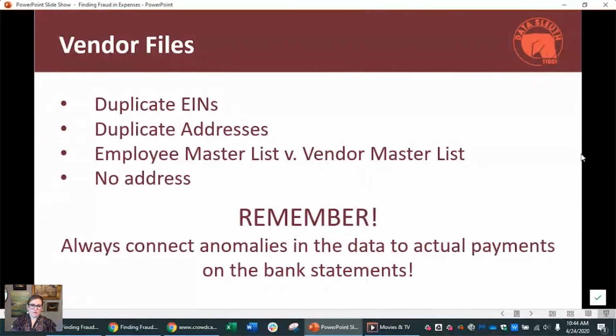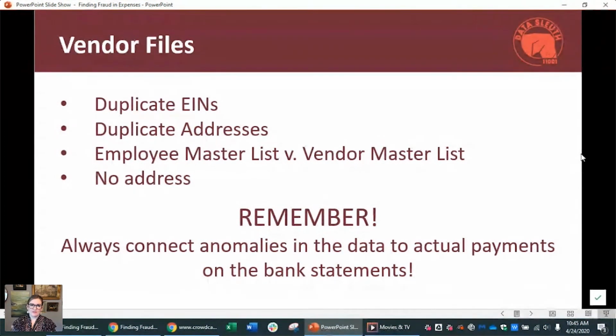What we're going to look for, same as with ghost employees, is duplicate EINs and duplicate addresses. We can take the numbers in the street address and concatenate them with the zip code. Another thing we can do is take the employee master list and combine it with the vendor master list to see if anyone is being paid as an employee but also as a vendor. You can run that on addresses, socials, and EINs.